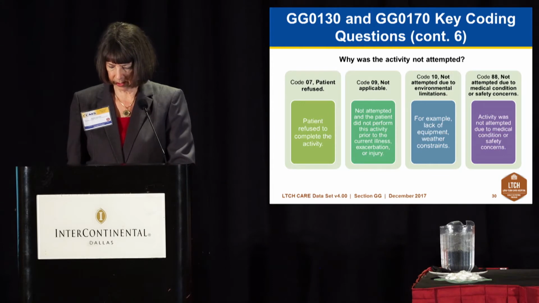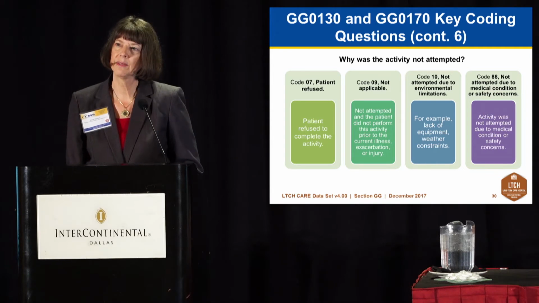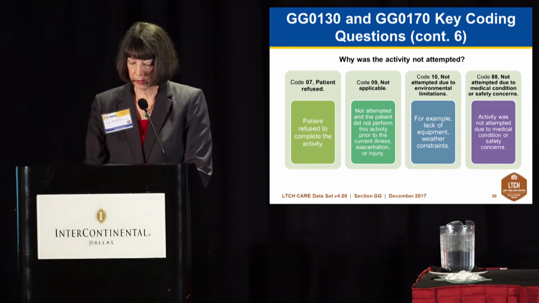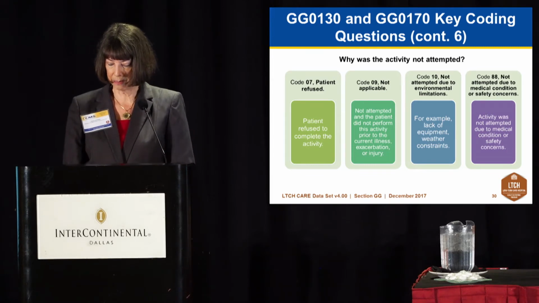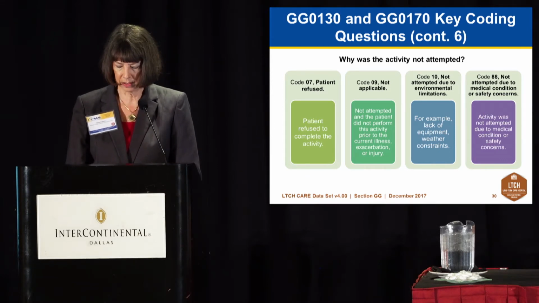Okay, so now let's take a look at how we would code if the activity was not attempted. So why was the activity not attempted? With code 07, patient refused, we use that code if the patient does not attempt the activity and a helper does not complete the activity for the patient for the entire 3-day assessment period. That's very important. So you code the reason the activity was not attempted as 07. So for example, for code 07, if the patient refused to attempt the activity during, again, the entire 3-day assessment period.